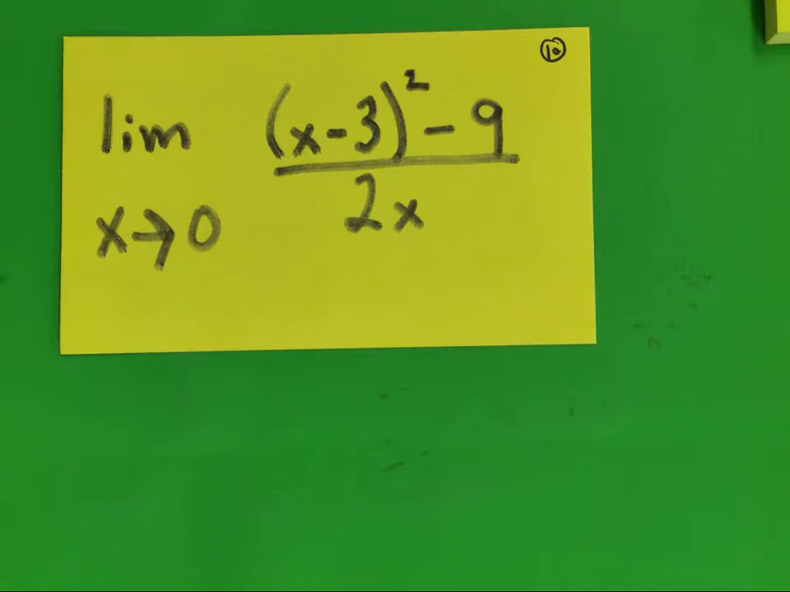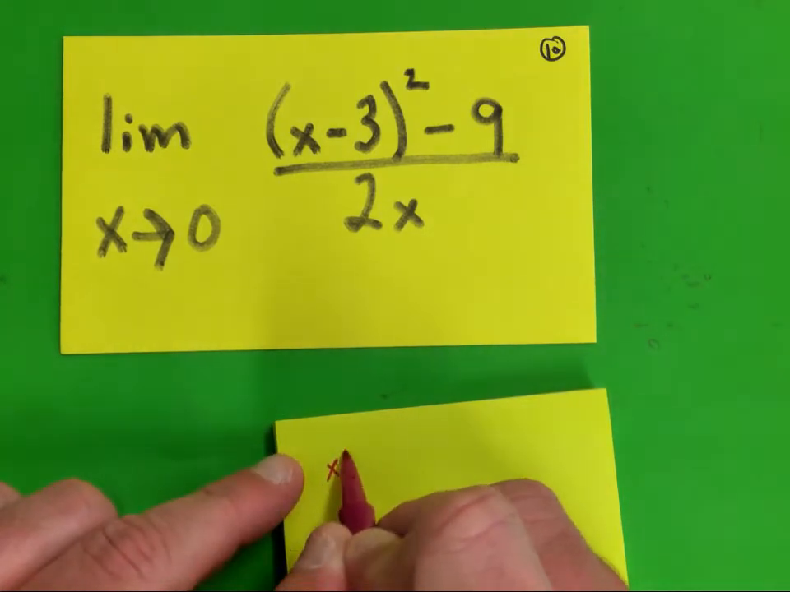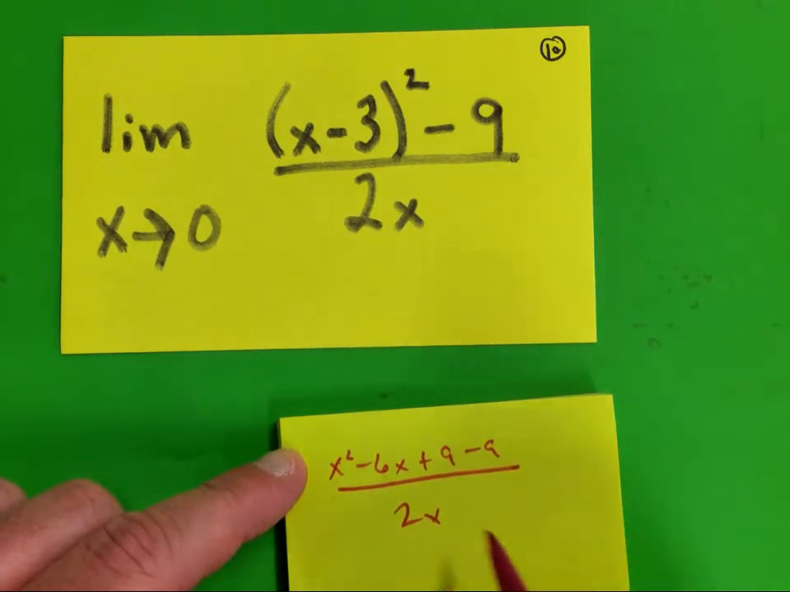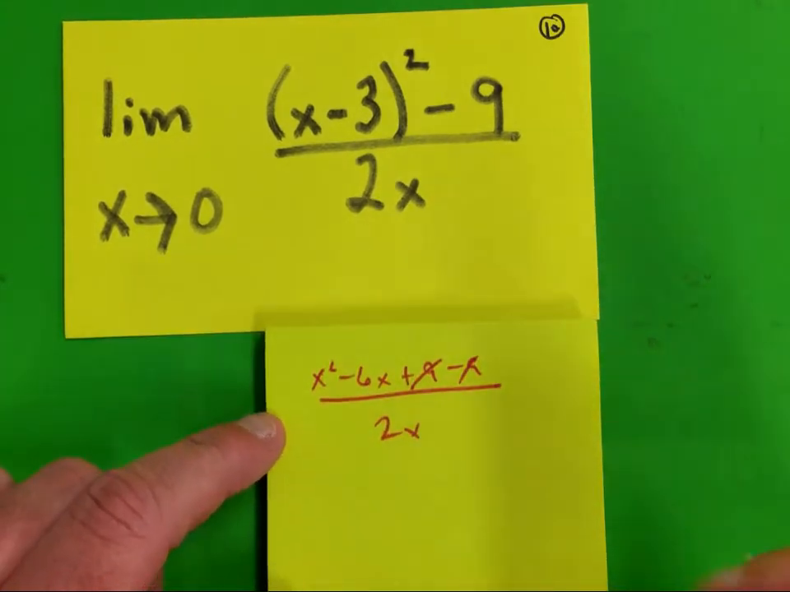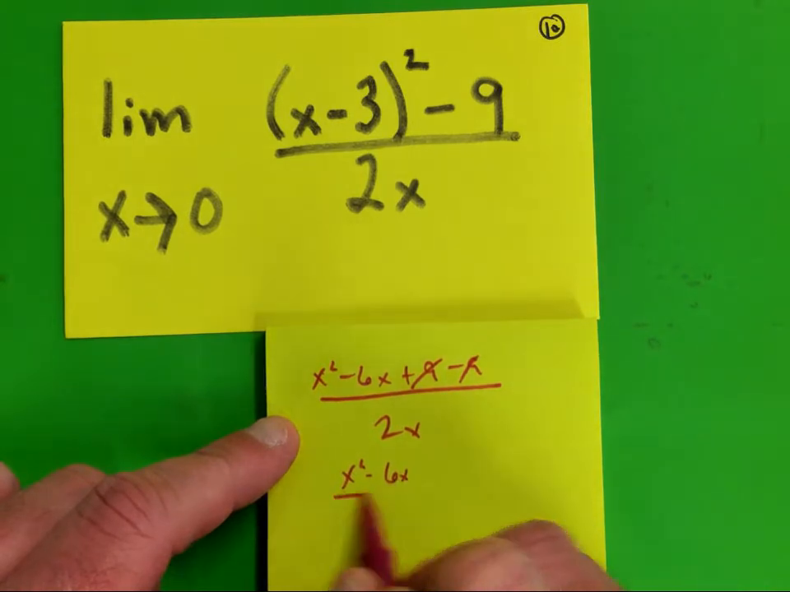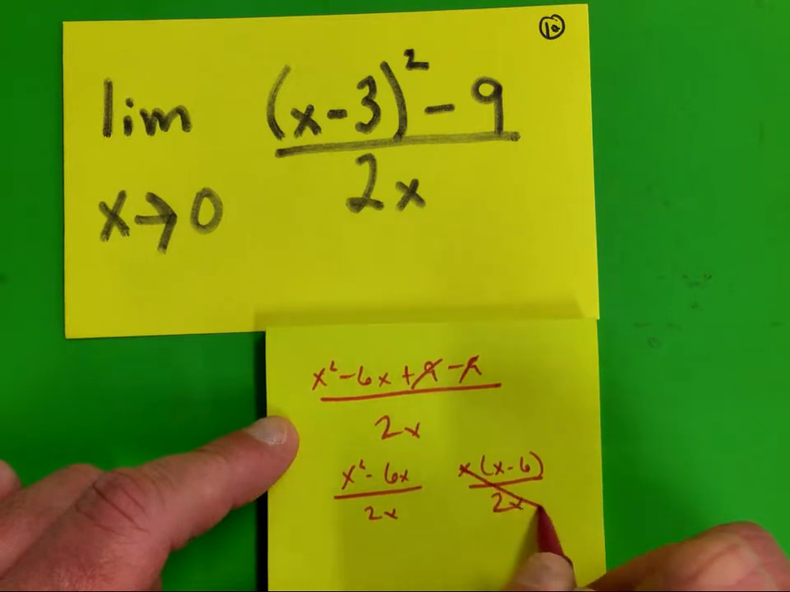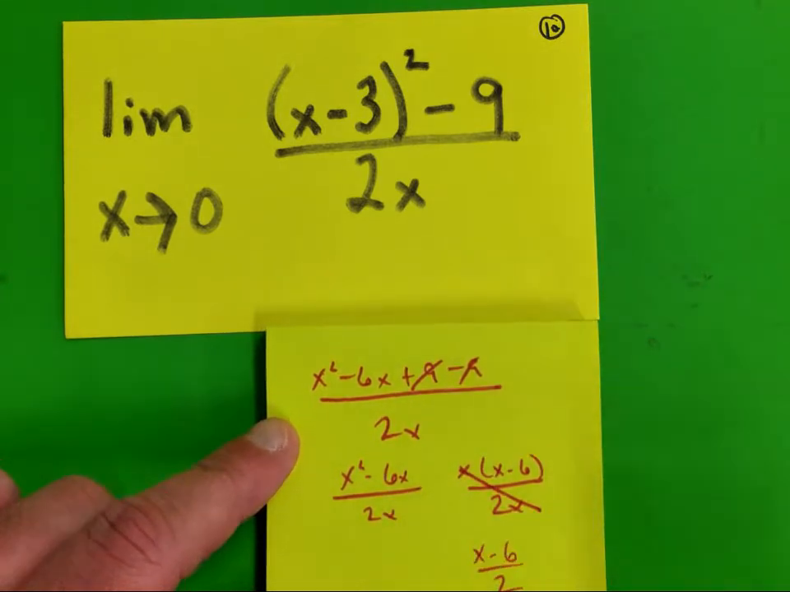I can't factor. I can't do a common denominator. I can't rationalize, but something's telling me I might need to try to FOIL that out. That's not one of our main strategies, but I would try to FOIL that out and see what's going on here. So, (x minus 3) squared is x squared minus 6x plus 9, minus 9, over 2x. Well, these cancel out. x squared minus 6x over 2x. I can factor an x out, and when I factor that x out, it's left with x minus 6 over 2.